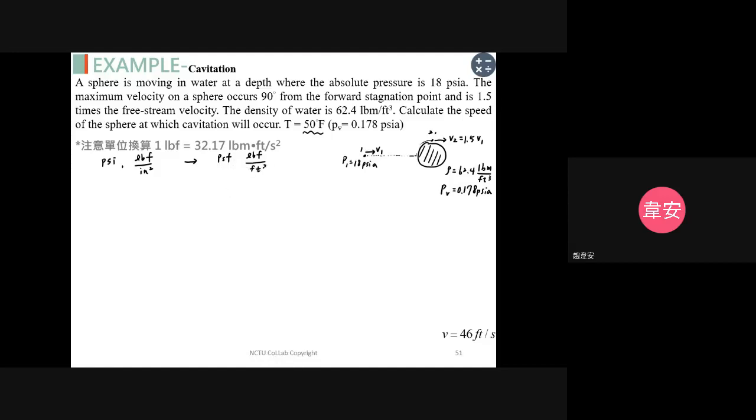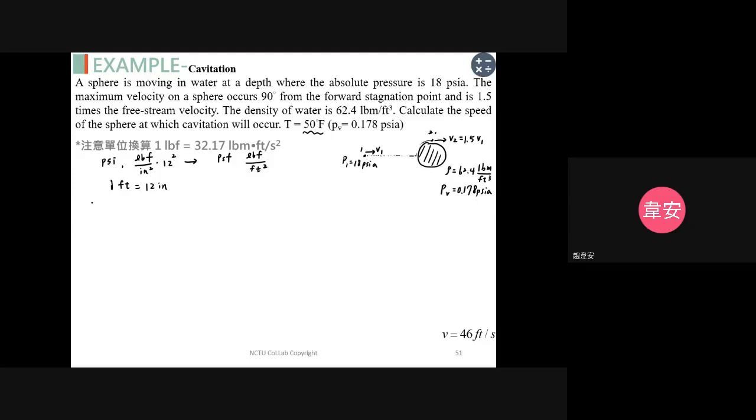And because we know that 1 ft is equal to 12 inch, in here we need to multiply by 12 squared, and then we can convert to psf.